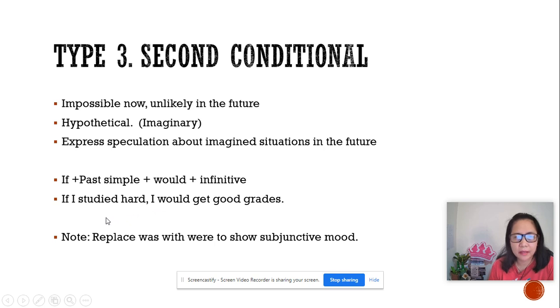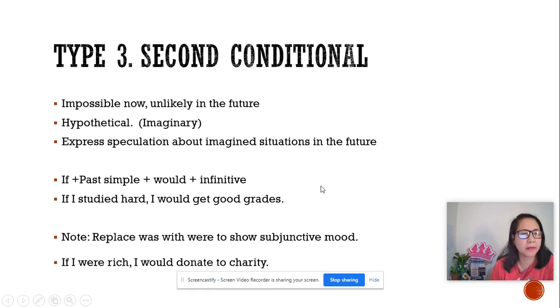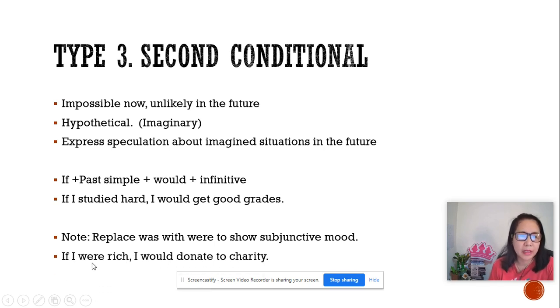Now, if we're using was, we should replace it with were to show that we are in a subjunctive mood, meaning what we're talking about did not really happen and we're just in wishful thinking. Example: if I were rich. Notice that I did not use was, but instead I use were to show that it's just the subjunctive mood.